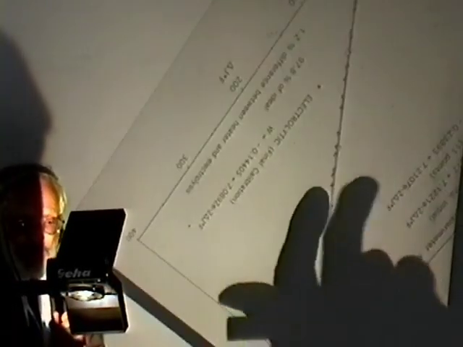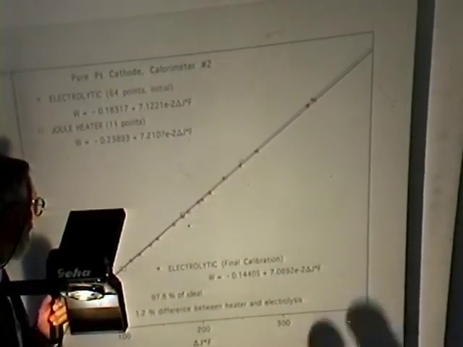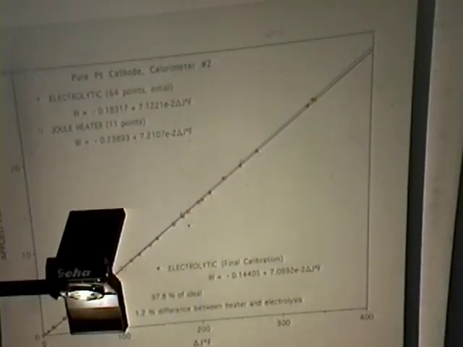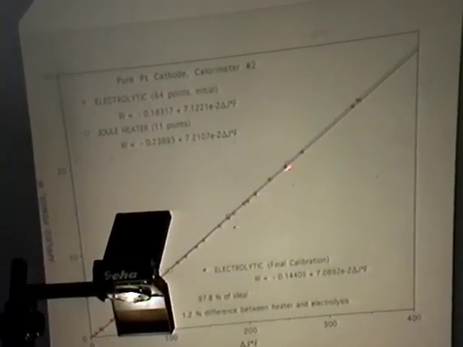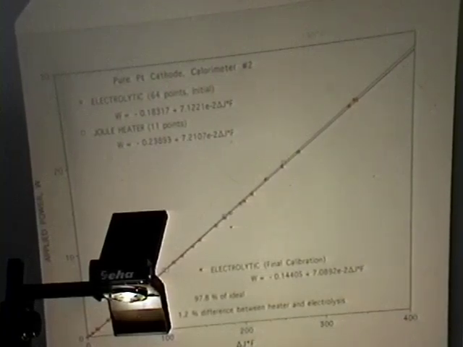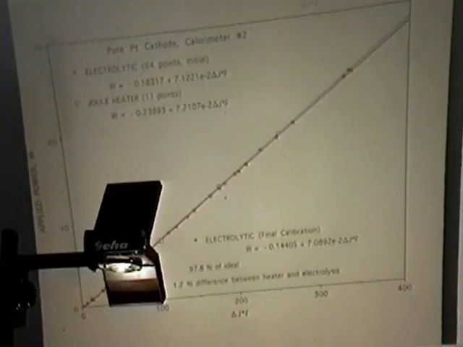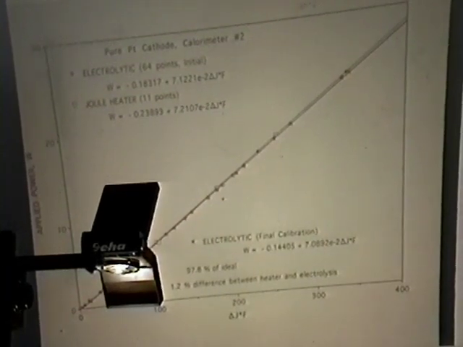Well, this can be calibrated. This is the calibration for the flow type calorimeter. It can be calibrated two different ways, both by the electrolytic technique and by the joule heater. The two give essentially the same answer. They're very close, indicating that it doesn't matter where within the cell the heat's being produced. It's capable of capturing about 98% of all the heat that's generated inside of the electrolyte.